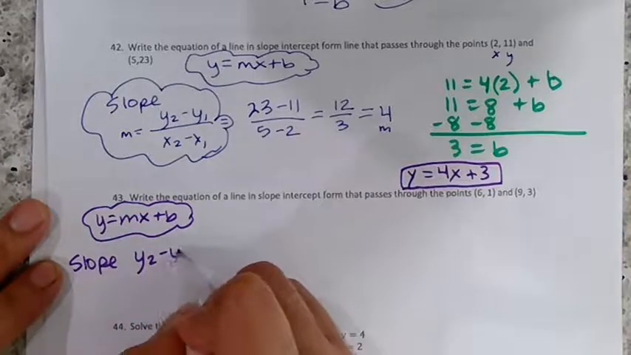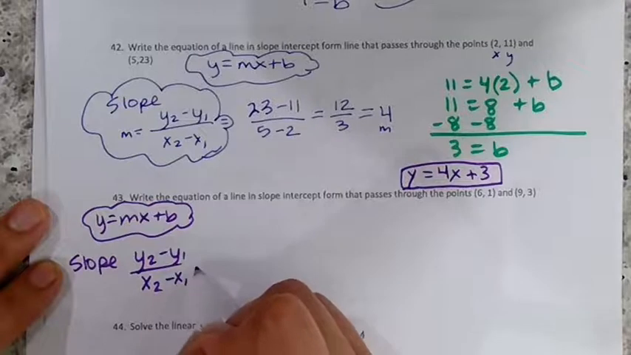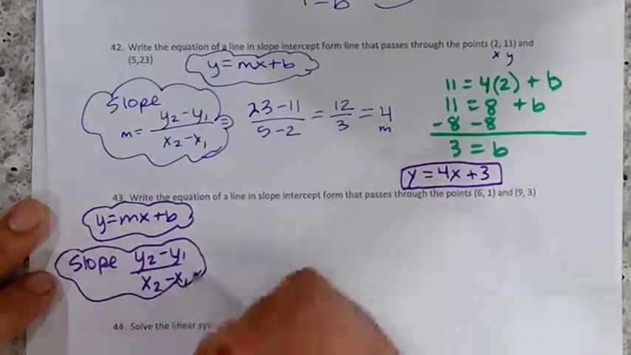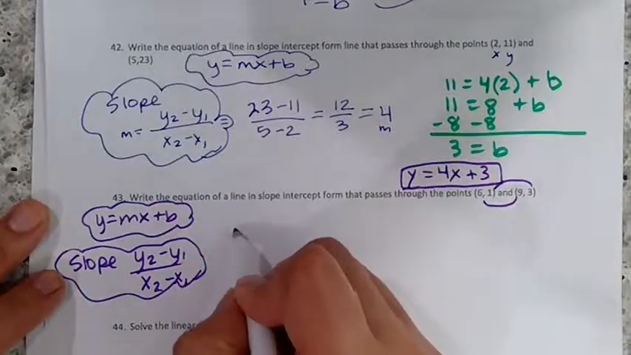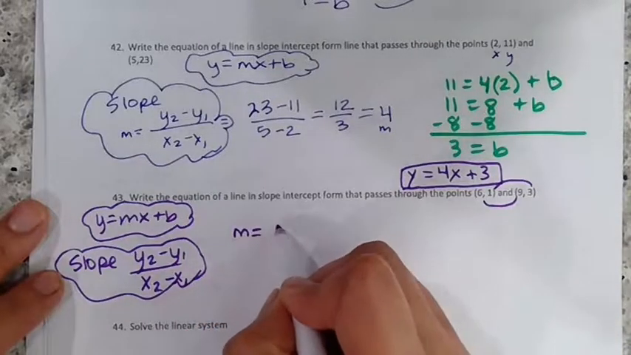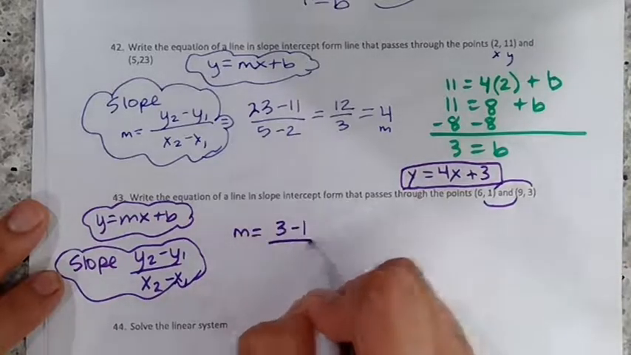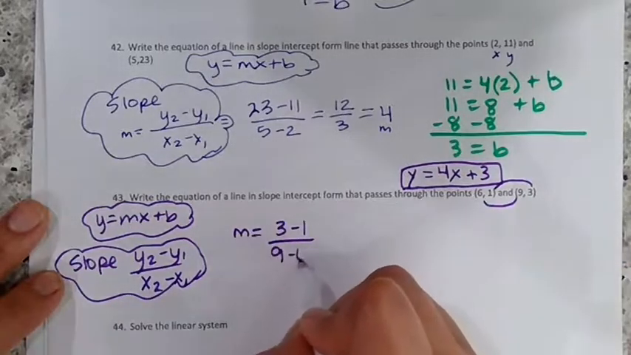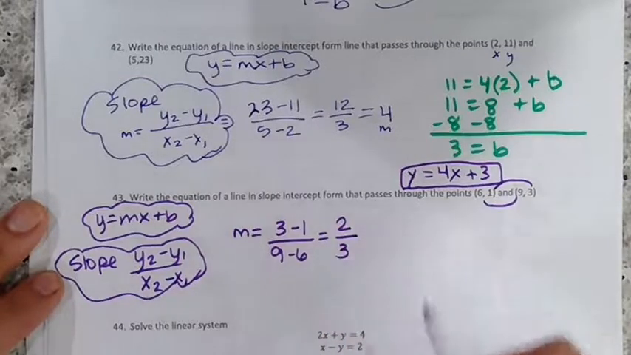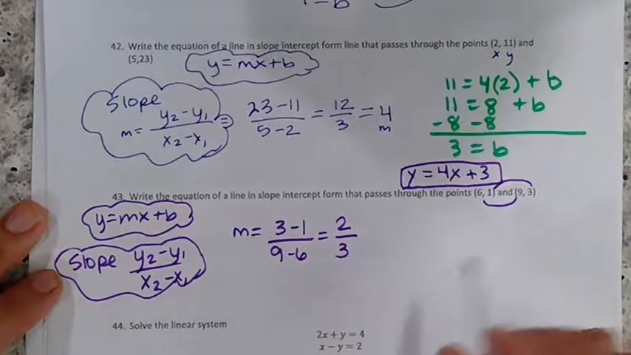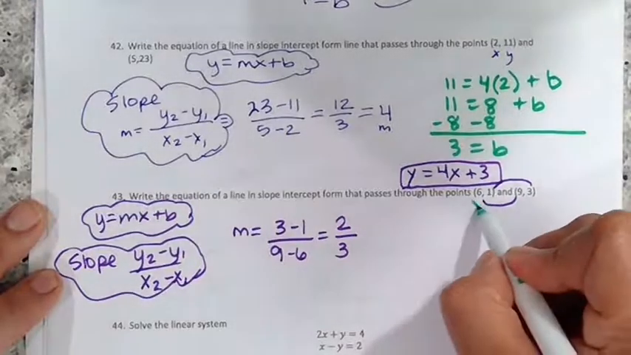Difference in your y values over the difference in your x values. So this is going to be 3 minus 1 over 9 minus 6, 2/3. And you're going to pick a point. It doesn't really matter. Let's just go with 6 and 1.